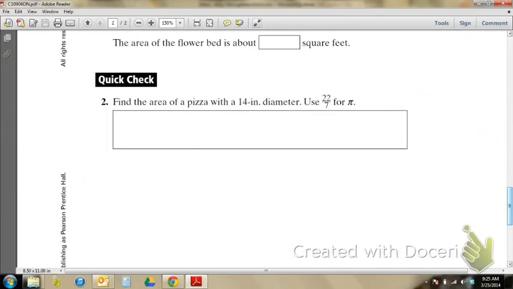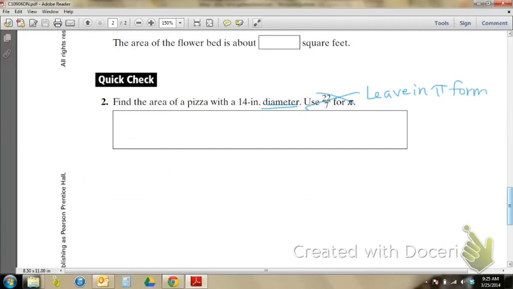Okay, so in the quick check here, find the area of a pizza with a 14-inch diameter. So be careful, they gave you the diameter. You are not going to use 22 over 7 as pi. You're going to leave your answer in pi form.